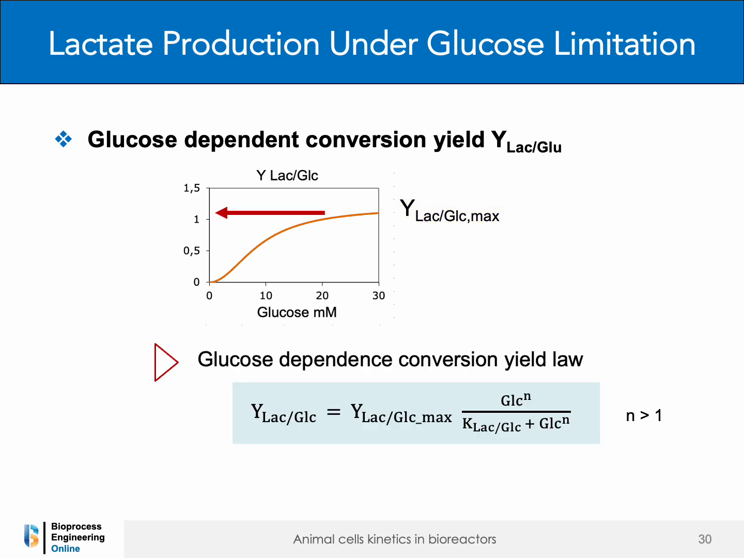The dependence of Y-lac over GLC on glucose concentration can be described by a sigmoid-shaped glucose limitation term, characterized by the parameter K-lac over GLC. Y-lac over GLC equals Y-lac over GLC max, GLC to the power n, divided by K-lac over GLC, plus GLC to the power n, where n greater than 1 determines the steepness of the transition between low and high-yield regions. This model captures the well-known metabolic shift toward a more efficient use of glucose under glucose-limited conditions.